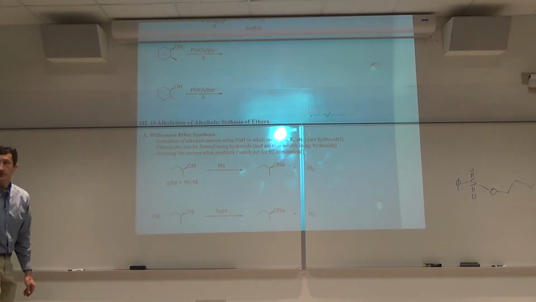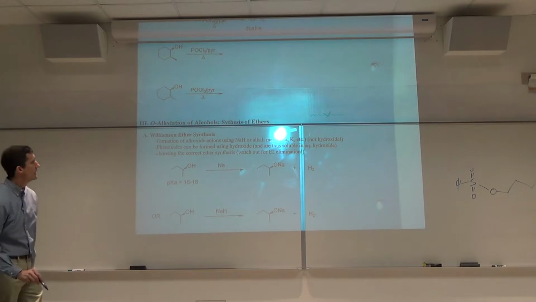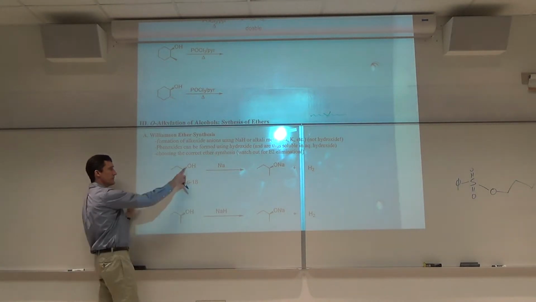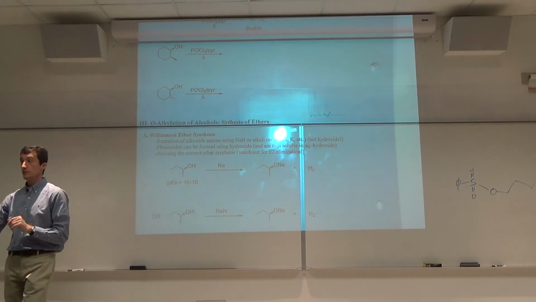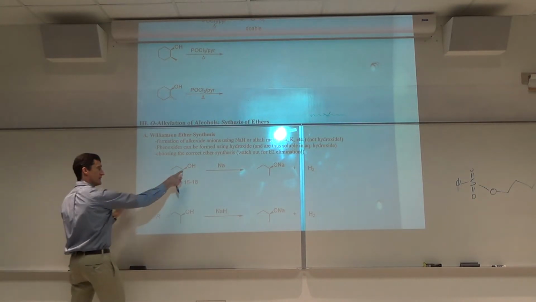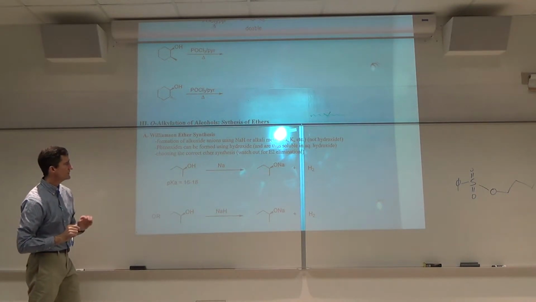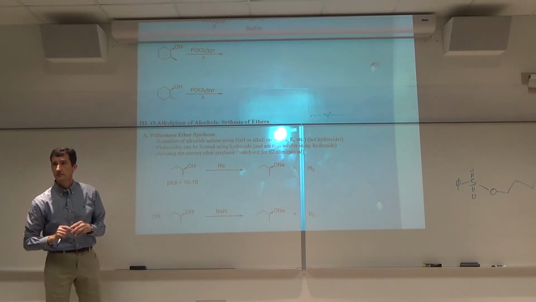Williamson ether synthesis. Remember this? Okay. What we're going to do here is the oxygen is not leaving. It's not going anywhere. We're just going to put an alkyl group on it and turn it into an ether. Okay. We're going to do this by an SN2. The oxygen is going to act as a nucleophile.